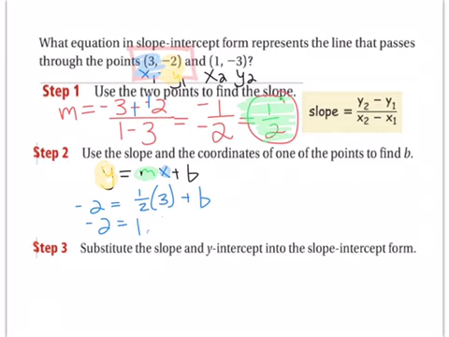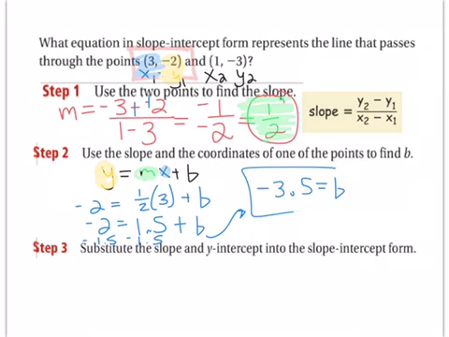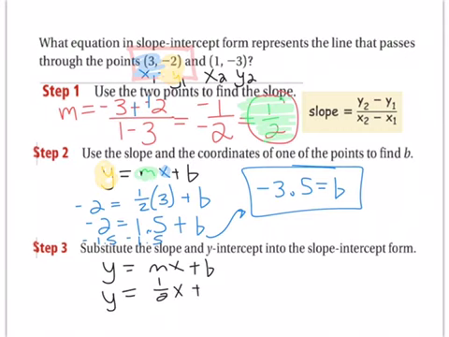Half of 3 is 1.5. I'm going to use a decimal for now. And so to solve this, I'm going to subtract 1.5 from each side, and I'll get -3.5 equals b. That's all I need. Now I can go right into y equals mx plus b, and I'm going to plug in the slope from step 1 and the y-intercept from step 2. Instead of saying plus, since it's negative, I'm just going to switch this and make this -3.5.